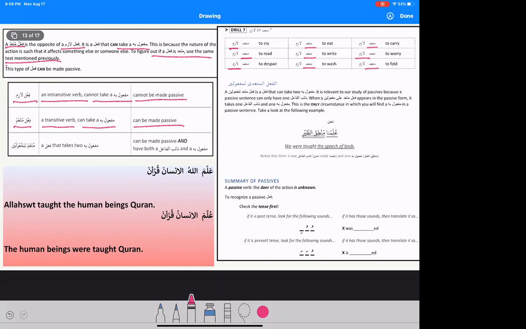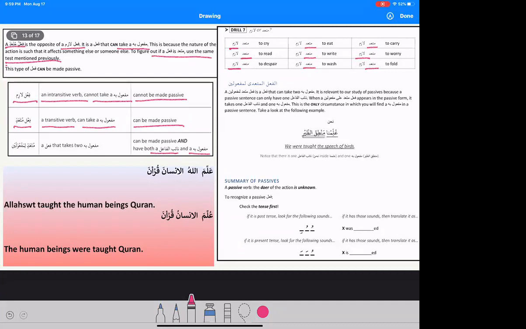And another thing, like I mentioned previously, there are some fail that take two mafuls. So if our fail takes two mafuls, what's going to happen when we turn it into passive? The first maful is going to be labeled as naib fail, and the second is going to be labeled as mafulun bihi. So it's not that in a passive sentence we cannot have mafulun bihi at all. We can, but only in what case? When there is a verb which takes two mafuls, the first maful is labeled as naib fail, and the second one is our mafulun bihi. So this is how it works.